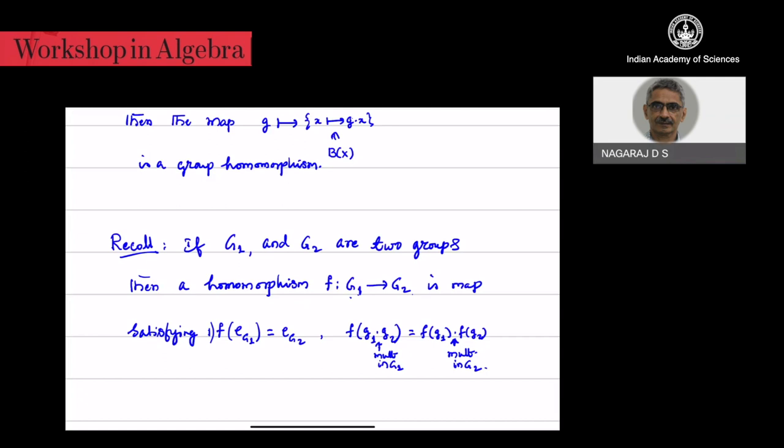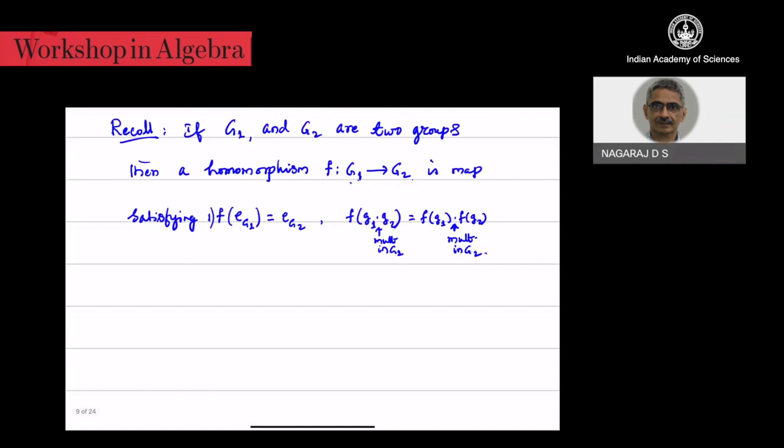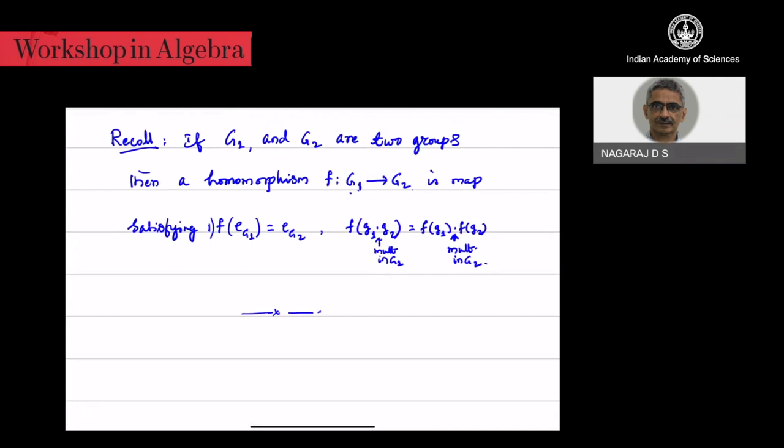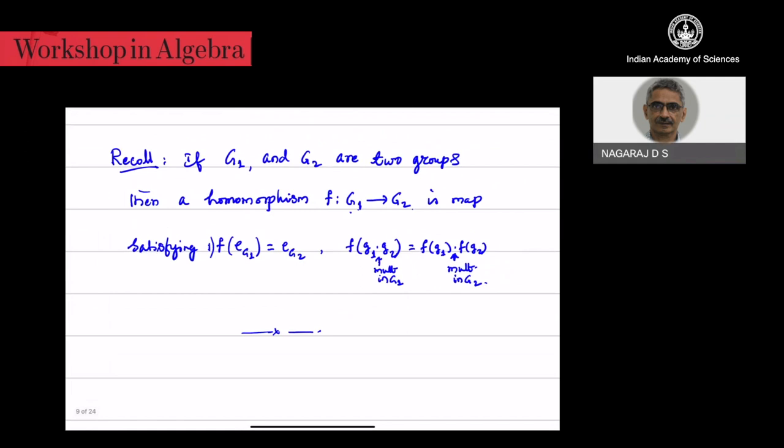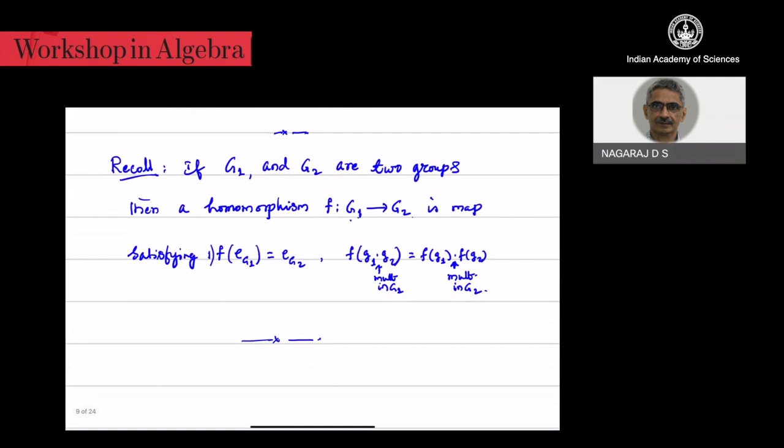So now what we want to say is that a group acting on a set X immediately gives a homomorphism from the group to the set of bijections, which we saw is a group. So from G to B_X, we get a map, namely x going to gx for any element g in G. What we are claiming is that this is a homomorphism. So that is the content of this lemma. Any questions? If there are no questions, we'll go into further detail. Why is this so? So first of all, the proof of the lemma.